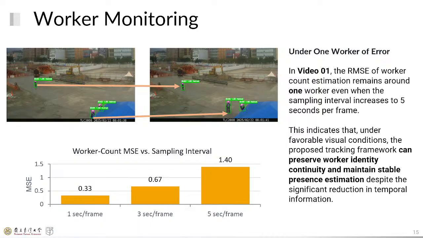The MSE here, with 1 second per frame, is around 0.3 workers over the whole video. But at 5 seconds per frame, it can be 1.4. This is the MSE. If we convert to RMSE, it will be around 1.1 workers. So I think for right now the model can still count the workers in the whole videos with an error of around 1 worker.